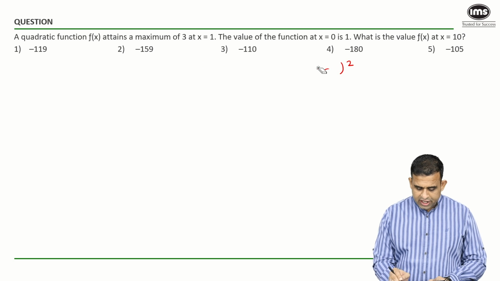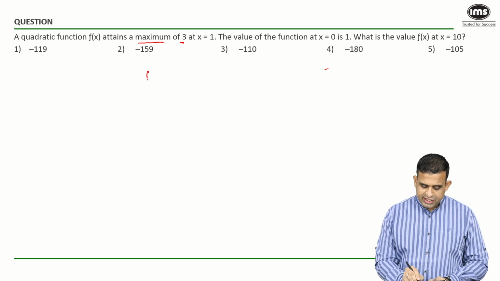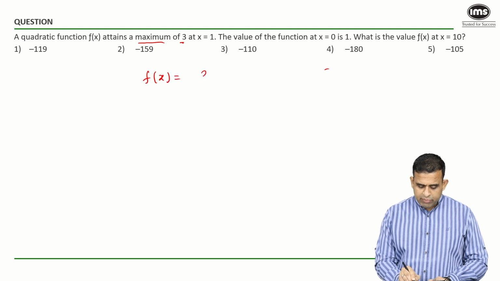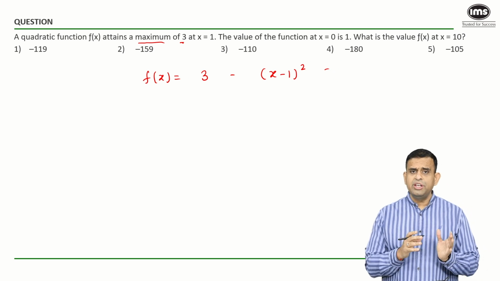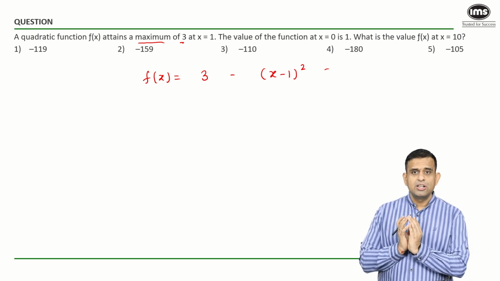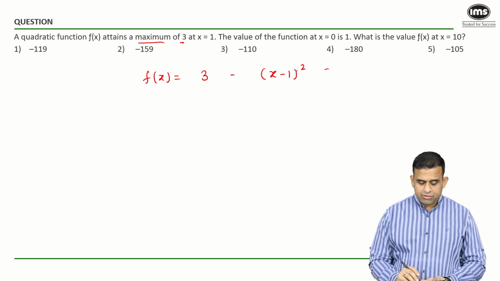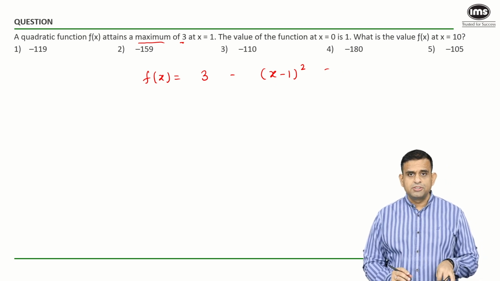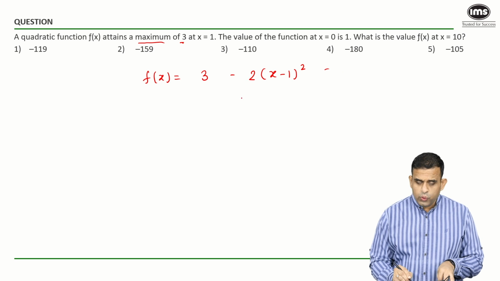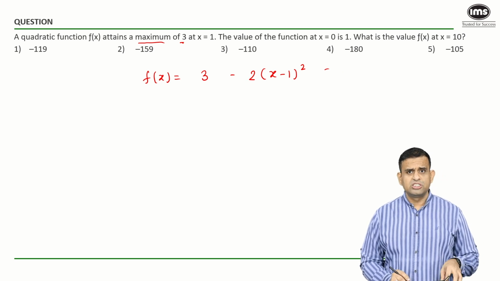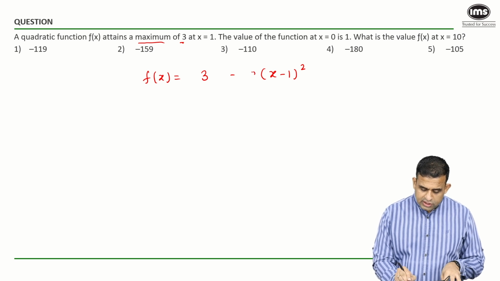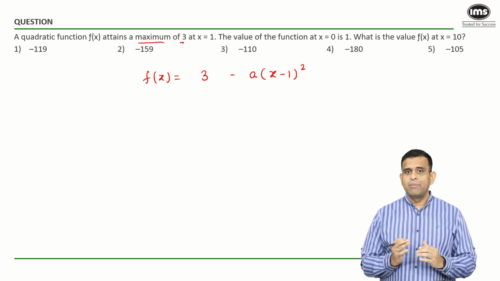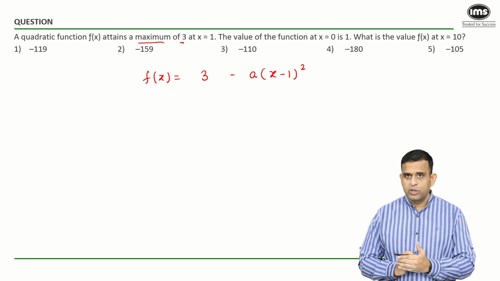So in this particular context, since they have told you maximum of 3 at x equals 1, I should say my function should be somewhat like this, a max value of 3 whenever x was equal to 1. So it must be equal to 3 minus something into x minus 1 whole square. So here I can say the function will be max equal to 3 for x equals 1. Even if I put a 2 here, then also one can say the same thing, the function will be max equal to 3 at x equals 1. I don't know what is getting multiplied with the term x minus 1 whole square.